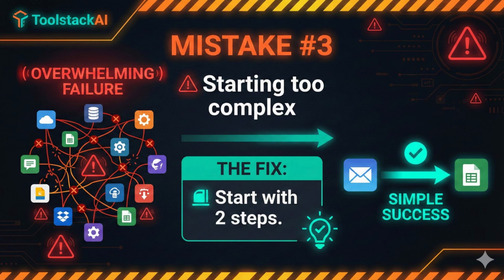Mistake number 3, overcomplicating your first automations. I've seen people try to build a 10-step automation as their first project, get frustrated, and give up. Start with 2 steps, get it working, then add complexity. The automations we built today are simple on purpose. They work, they save time, and they teach you the fundamentals you need for everything else.